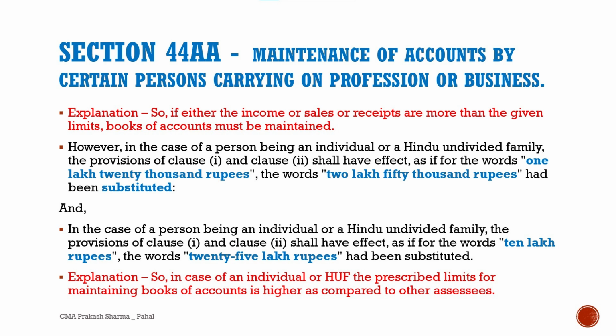accounts must be maintained. However, in the case of a person being an individual or a Hindu undivided family HUF, the provisions of clause 1 and clause 2 shall have effect as if for the words 1,20,000 rupees, the word 2,50,000 rupees had been substituted. And in the case of a person being an individual or a Hindu undivided family, the provisions of clause 1 and 2 shall have effect as if for the words 10 lakh rupees, the words 25 lakh rupees had been substituted. So we can see in case of an individual or HUF, the prescribed limits for maintaining books of accounts is higher as compared to other assessees.